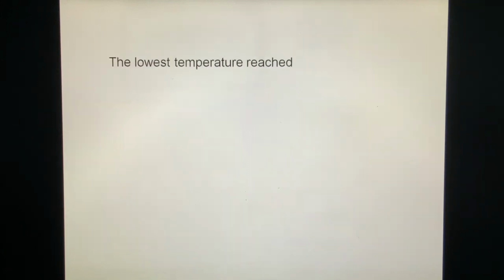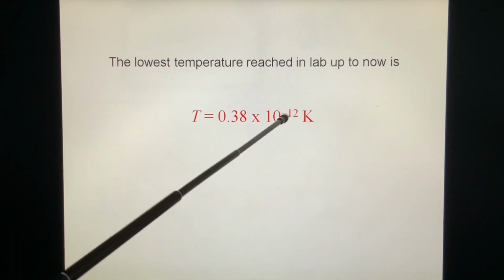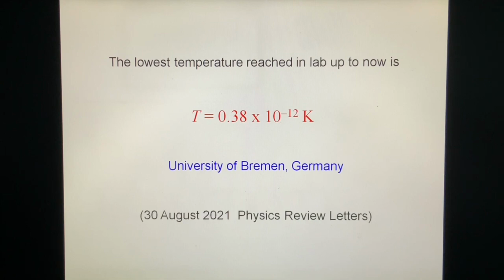The lowest temperature reached in a lab up to now is T equal to 0.38 times 10 to the minus 12 K at the University of Bremen, Germany, which was published on the 30th of August 2021 in Physical Review Letters.